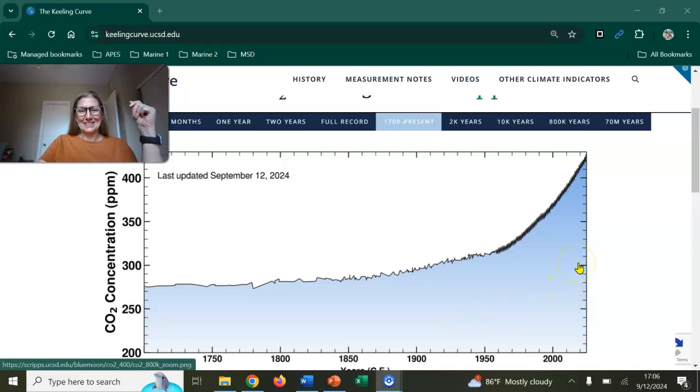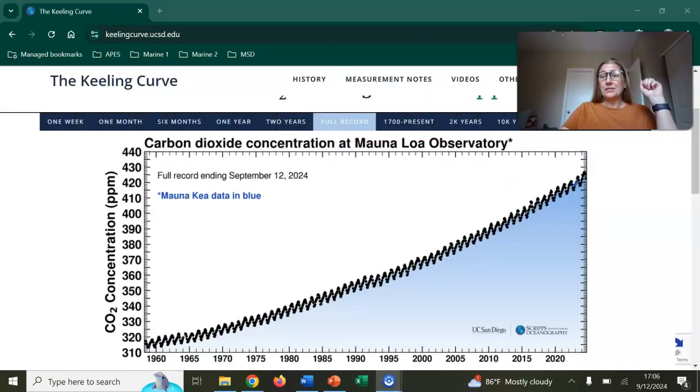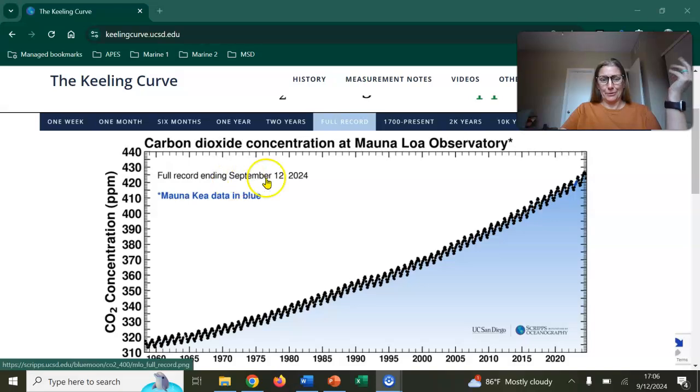That's what we're emphasizing. If we look at the full record, this is a favorite graph that College Board likes to use often. This is 1960 to present day. You can see full record ending September 12th. Today is September 12th, 2024. So again, x-axis has the years, y-axis has your CO2 concentration.